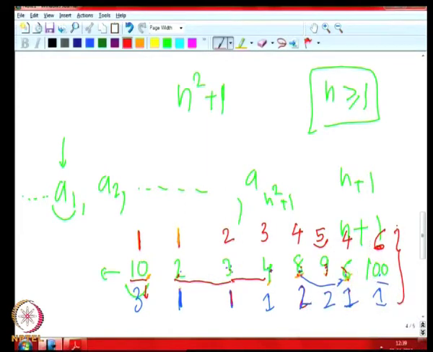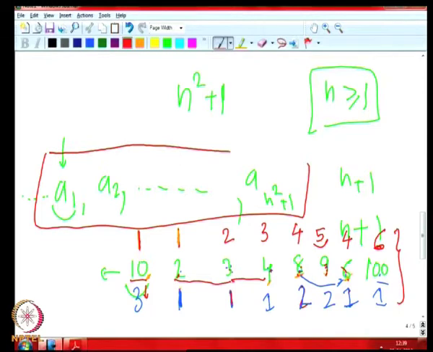I just illustrated what these numbers are. What we are looking for is some sequence of numbers. But the person who claimed that the Erdős–Szekeres theorem you are trying to prove is wrong can come up with a sequence of n squared plus 1 distinct real numbers such that there is no increasing sequence of length n plus 1 and no decreasing sequence of length n plus 1. So suppose he has written these numbers.